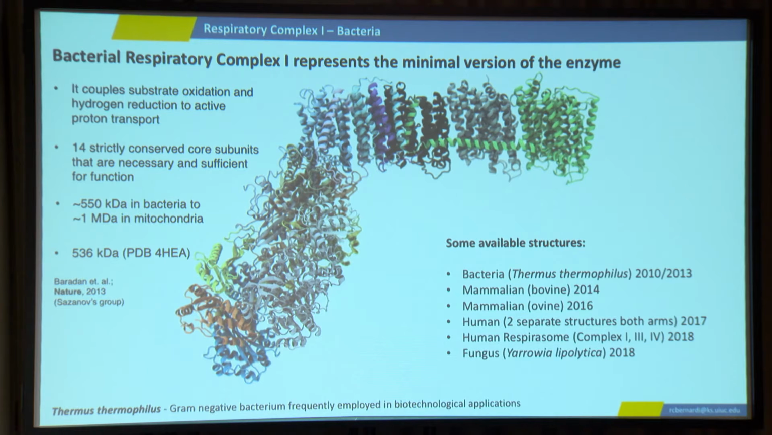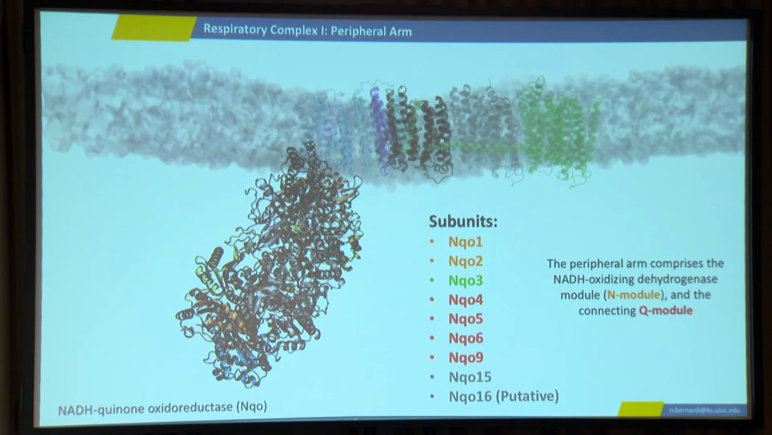But all these structures have quite low resolution except for the first one. This one is a crystal structure with a 3 angstrom resolution. The other ones are all cryo-EM, so the resolution is lower. So for us, the bacterial one is much better for developing our studies. That's why I'm going to talk more about that.